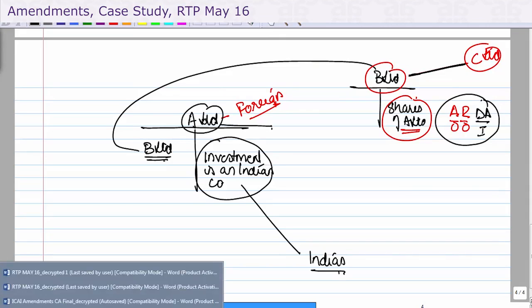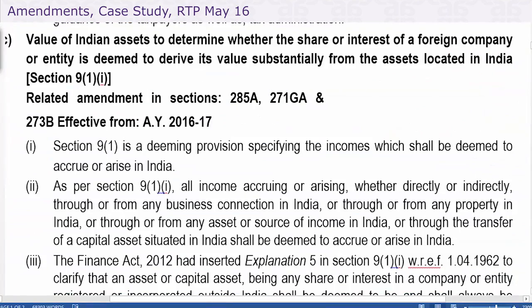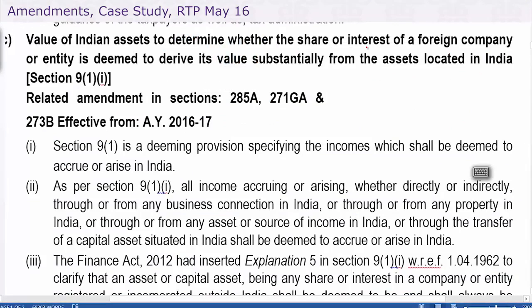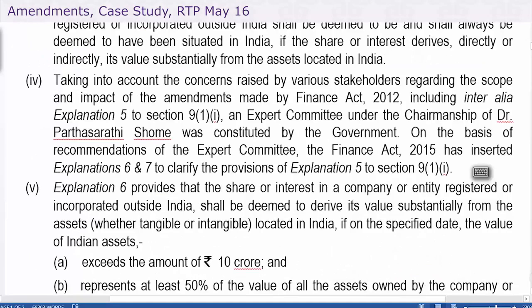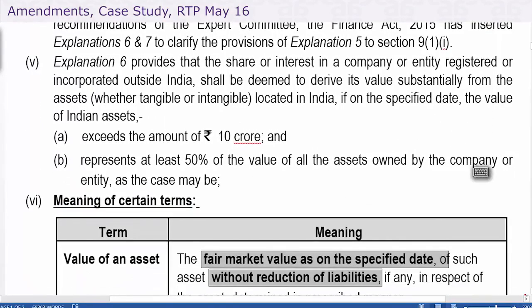Now the one point is, what is substantial value? That had not been defined. So here we say value of Indian assets to determine whether the share or interest of a foreign company or entity is deemed to derive its value substantially from assets located in India. So we are now looking at what does substantial mean. In point number 5, you just come, the rest they have only explained what we've already done.